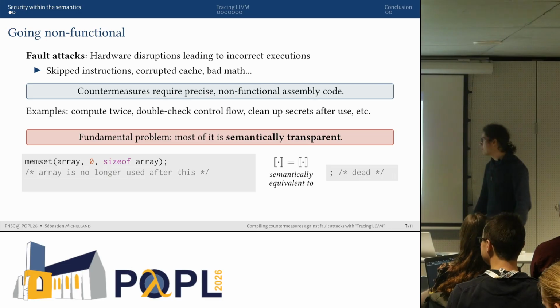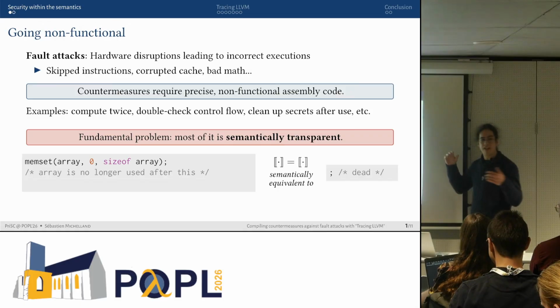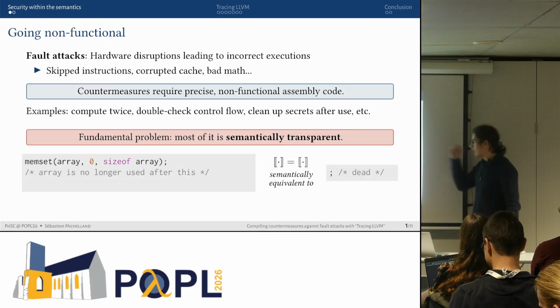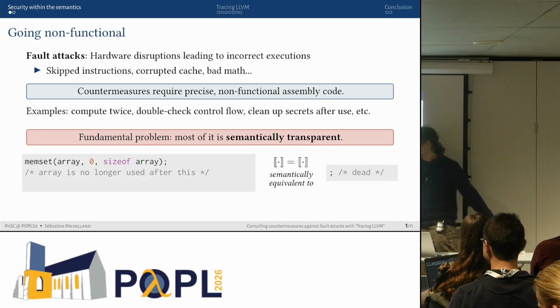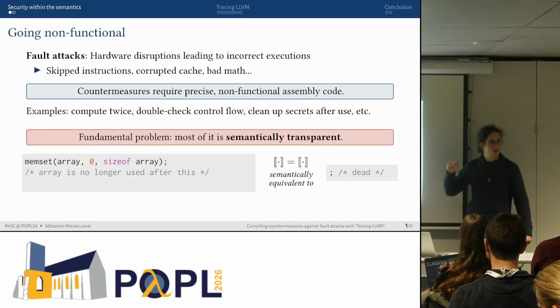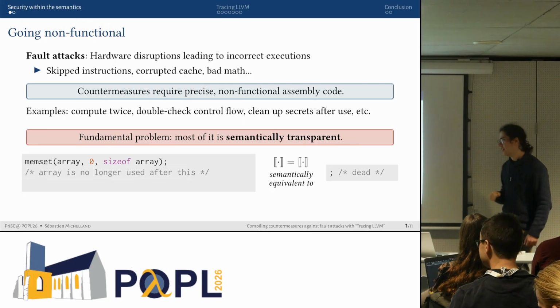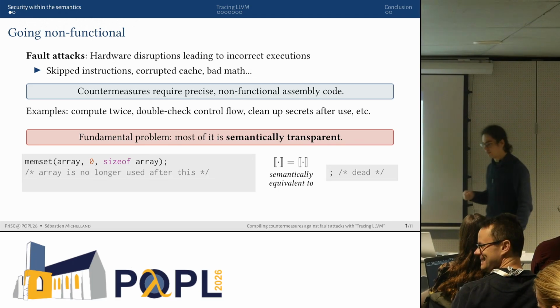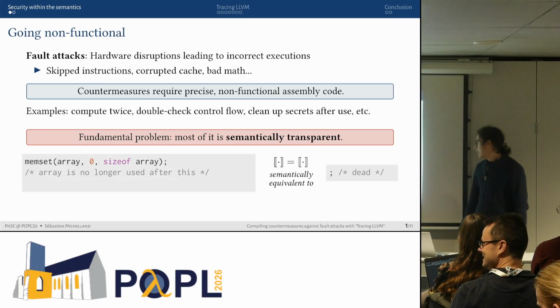So here's an example. Because the main problem is it's all semantically unnecessary. And we've seen the memset example before. If you write memset like this to memset an array that you're done using, the store is dead, and therefore the program is semantically equivalent to nothing. And compilers like to output nothing. If a compiler can output nothing, it's the preferred option every single time. So what do we do?